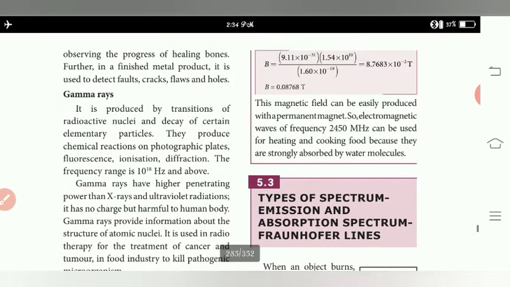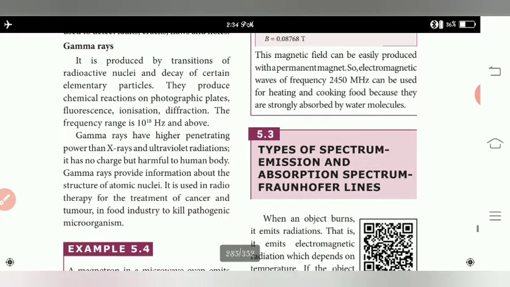Gamma rays. They are produced by the transition of radioactive nuclei and the decay of certain elementary particles. They produce chemical reactions on photographic plates, fluorescence, ionization and diffraction. The frequency range is 10^18 hertz and above. Gamma rays have higher penetrating power than X-rays and ultraviolet radiation. They have no charge, because they are neutral, but they are harmful to the human body.